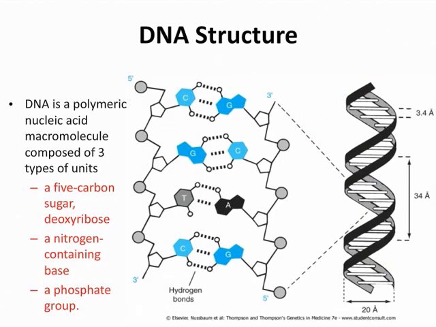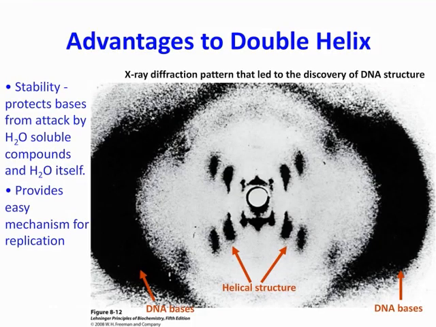So if you look at the picture, you'll see that your DNA structure is made of two strands of nucleotides. So the bases are going to pair, and that's called base pairing, by hydrogen bonds. So using X-ray diffraction, they were able to determine that DNA is actually a double helix. And this double helix structure is extremely stable, so it protects all those nucleotide bases from attacks from water-soluble compounds and water itself. And then it also provides an easy way for replication.